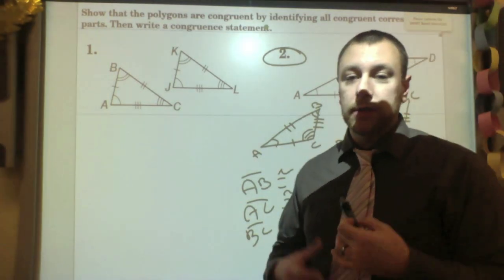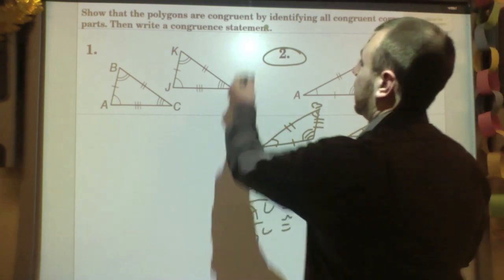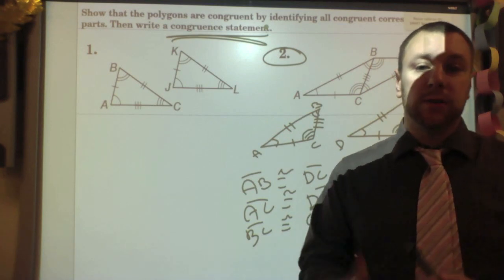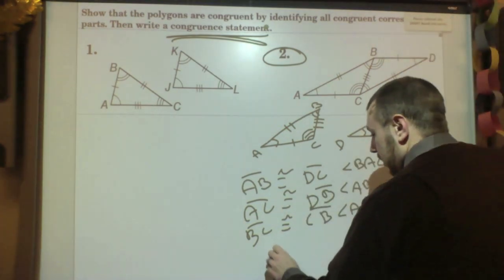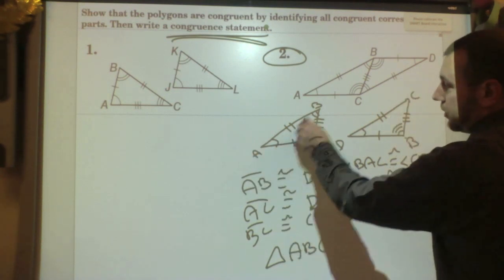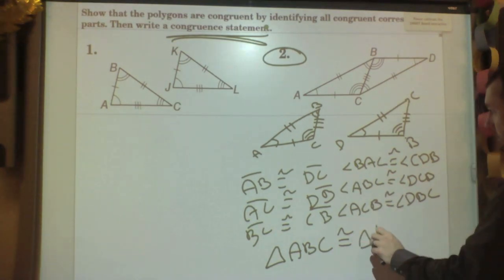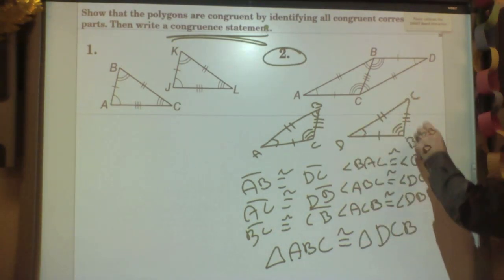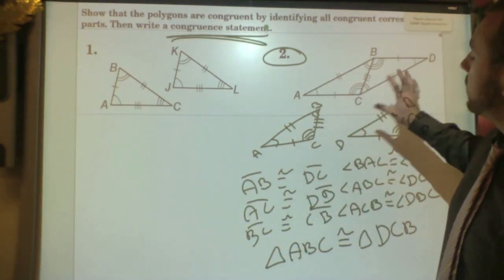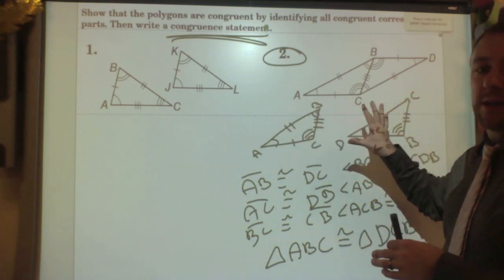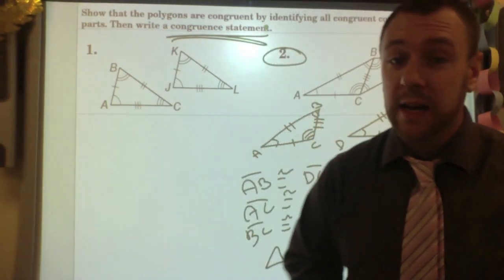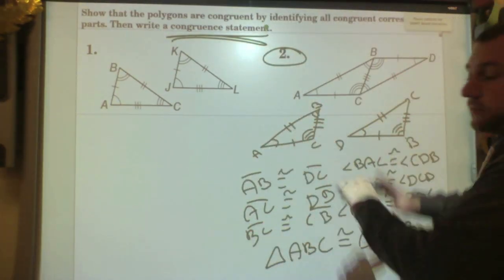Now, once I know all those angles are going to be the same, I write a congruency statement. That congruency statement, again, is what triangles are congruent. So triangle ABC is going to be congruent to triangle DCB, this triangle here. And that's my congruency statement. So remember to try to rotate and describe the diagram, make them match up. It makes it easier for you when you're naming the angles and naming the sides if they're in the same orientation.